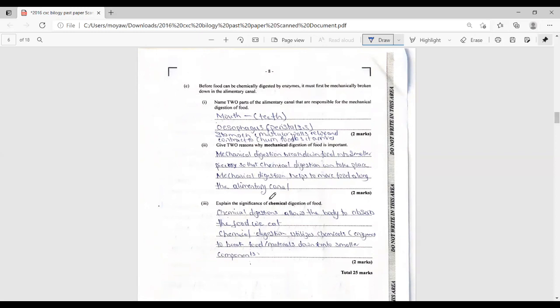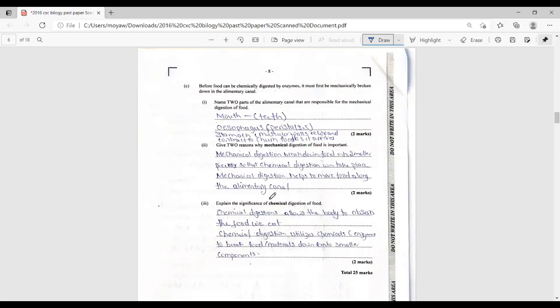2, give 2 reasons why mechanical digestion of food is important. 1, mechanical digestion breaks down food into smaller pieces so that chemical digestion can take place. And 2, mechanical digestion helps to move food along the alimentary canal.